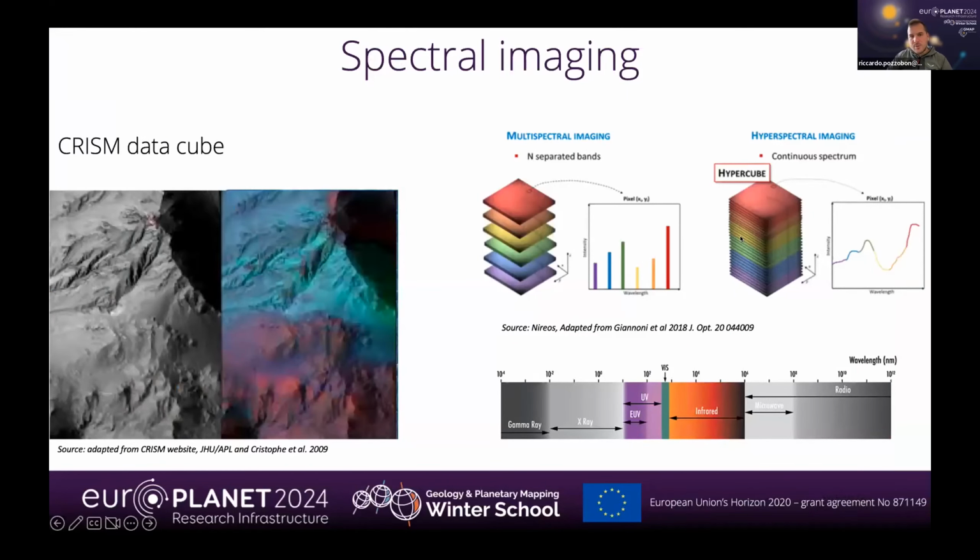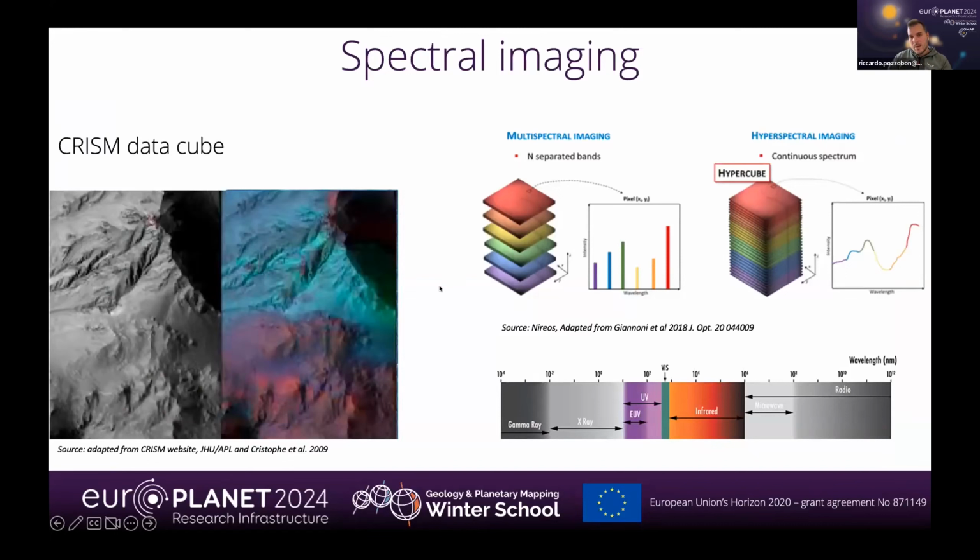A brief introduction to spectral images. We will go there later on, but just to give you an idea of what we can do on Mars, and also on the Moon. This is an example of a CRISM data cube. This is a spectrometer orbiting around Mars. Basically, you can create summary products highlighting different types of minerals.